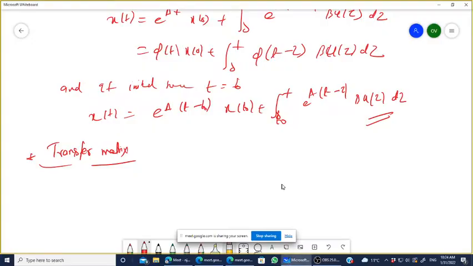So now we are going to discuss our next extension, that is the transfer matrix. What is the transfer matrix? Now we are going to derive how the transfer function of the MIMO system may be derived with the help of the state space equation, or you can say, with the help of the state equation, how we are going to calculate the transfer function.